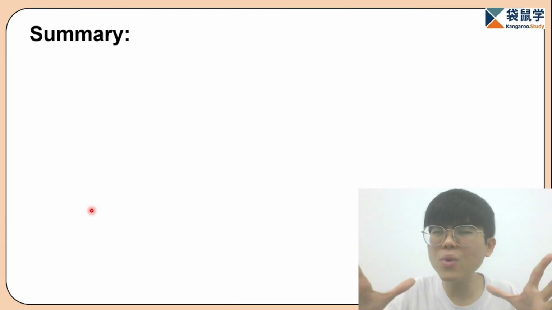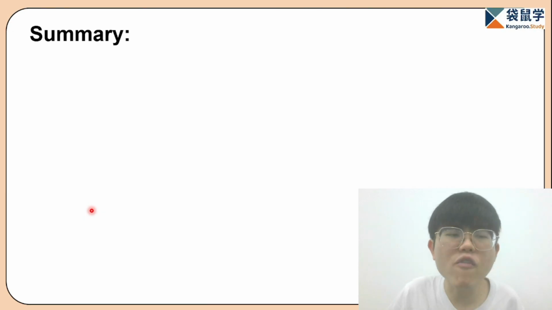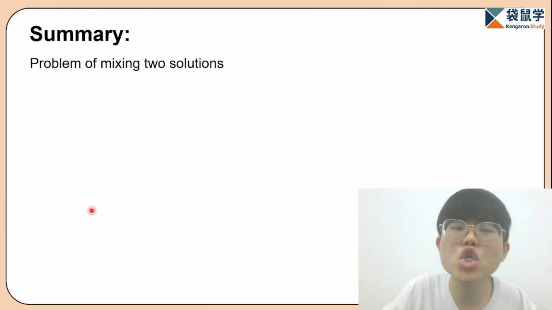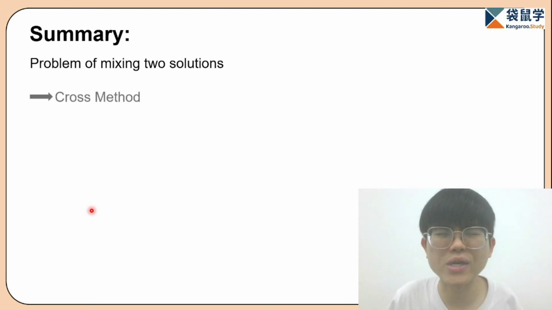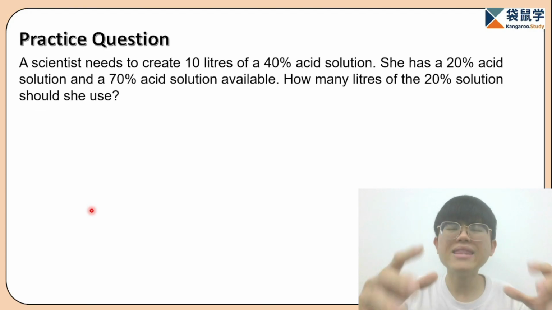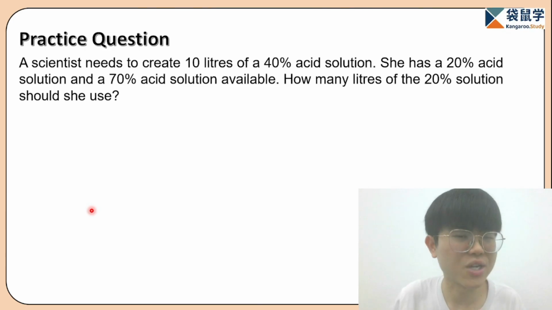So everyone, what do we learn from our example and from our question? When we are solving a question of mixing two solutions, what we can do is apply the cross method. Alright everyone, now you can try to do this practice question and you can leave your answer in the comment section below.